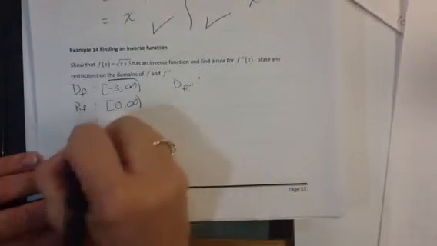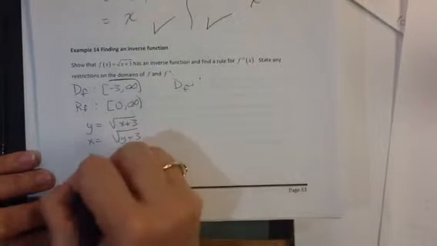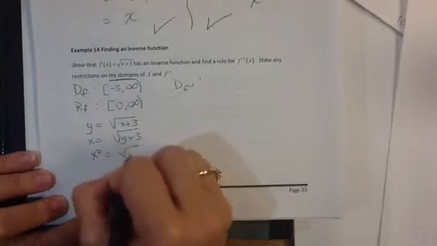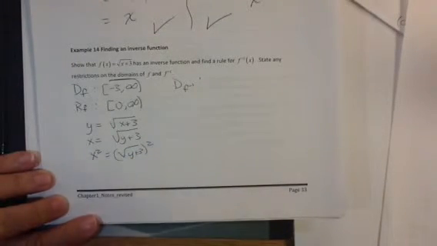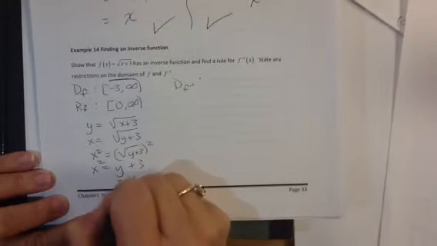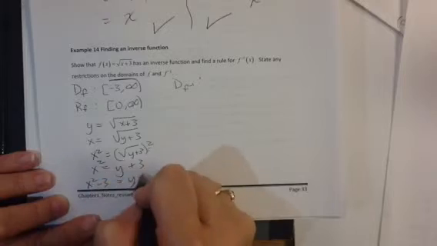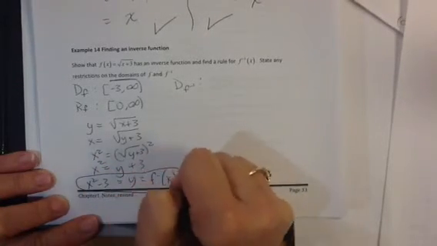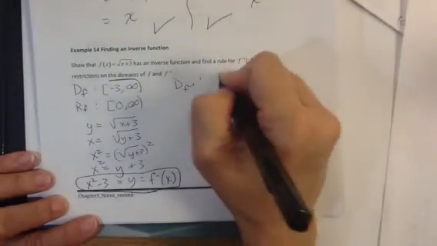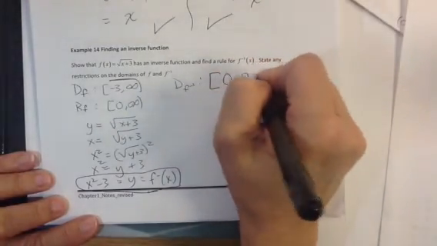So let's find out. y equals the square root of x plus 3. x equals the square root of y plus 3. To solve for y, I square both sides. So now I have x squared equals y plus 3, and I solve for y: x squared minus 3. That is my new inverse function. And my domain is going to be from 0 to infinity.